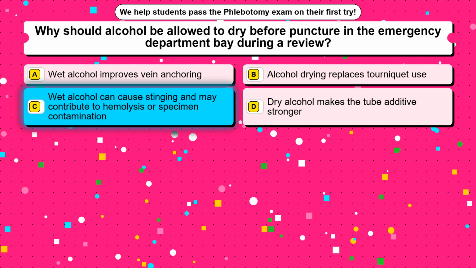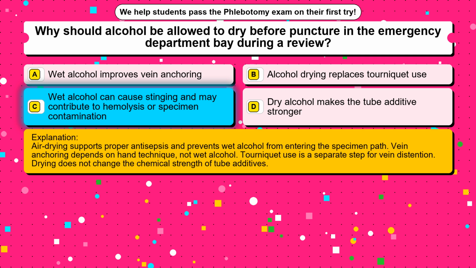Wet alcohol can cause stinging and may contribute to hemolysis or specimen contamination. Air drying supports proper antisepsis and prevents wet alcohol from entering the specimen path. Vein anchoring depends on hand technique, not wet alcohol. Tourniquet use is a separate step for vein distension. Drying does not change the chemical strength of tube additives.